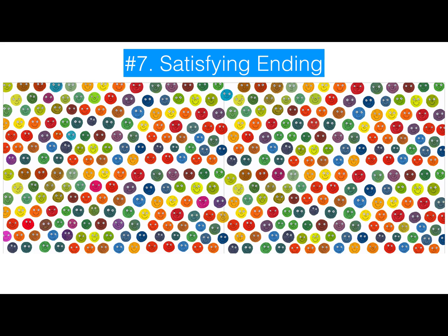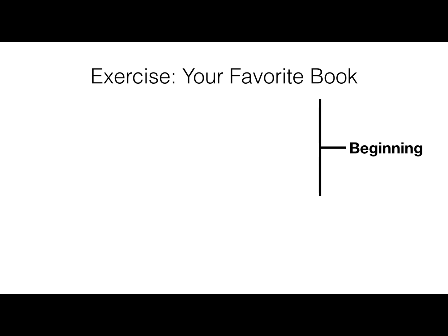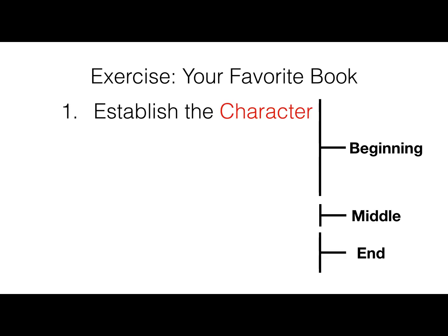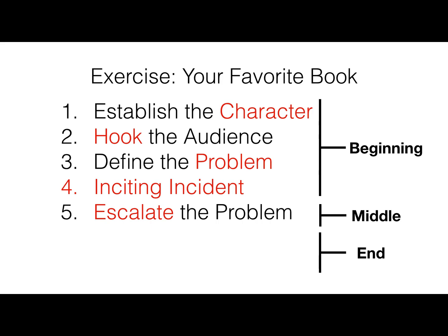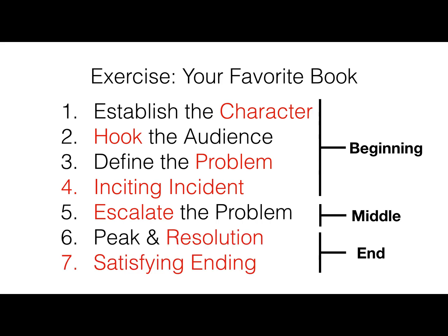So your exercise now is to take your favorite book and go through the beginning, middle, and end in establishing your character, hook the audience, define the problem, look at where the inciting incident is, escalate the problem, peak and resolution, and satisfying ending. Doing this exercise of putting a post-it on your favorite book will really help you see how that story is structured and how you can structure your own stories.